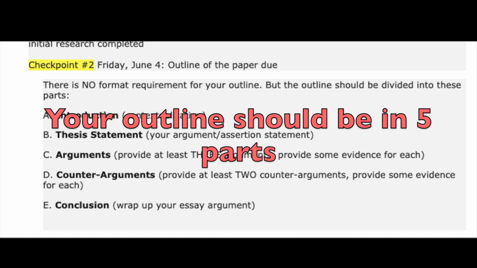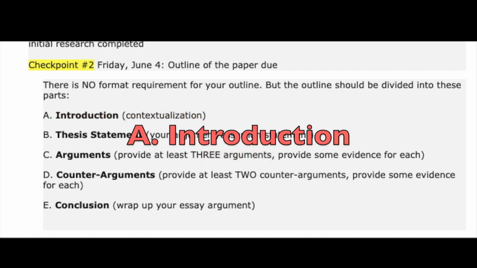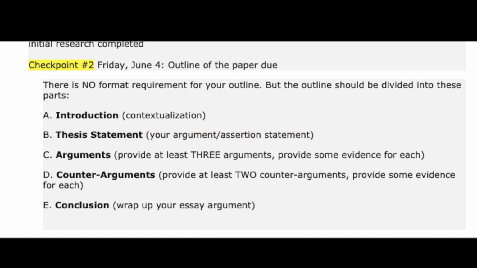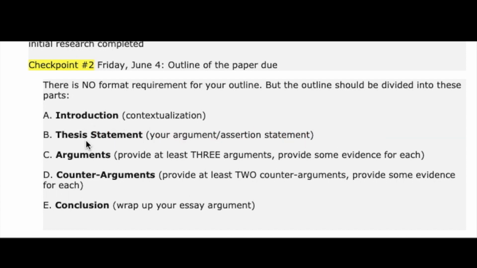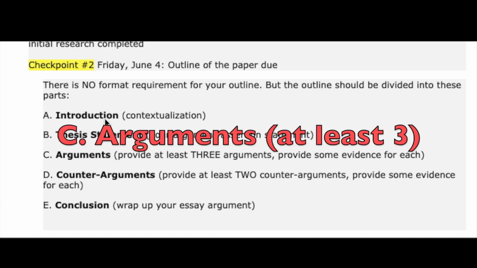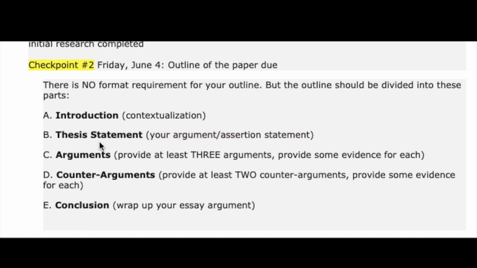So part A should be your introduction, then contextualization, background information, what is important for us to know about your topic. And then at the end of your introduction, you will have your thesis statement, which is B, your argument, your assertion, meaning that you could reasonably counter-argue what your thesis is as well. So for part C, you are going to lay out your arguments. I want you to lay out at least 3 arguments and provide some evidence for each. So what are the reasons that the reader should be convinced of your position in your thesis statement? So that would be the arguments portion.